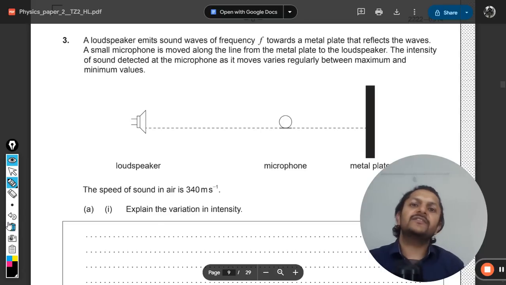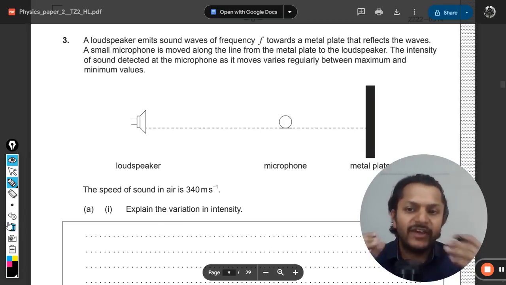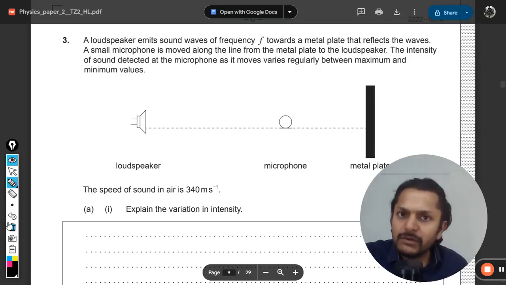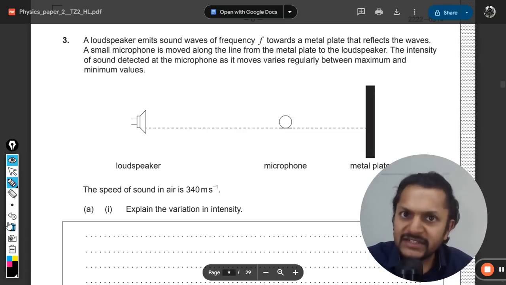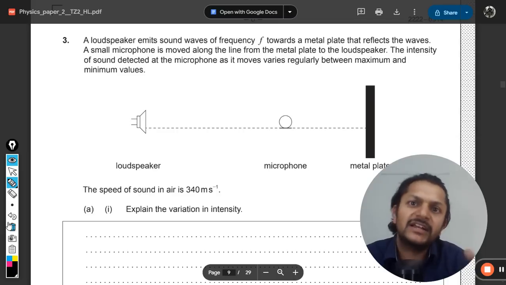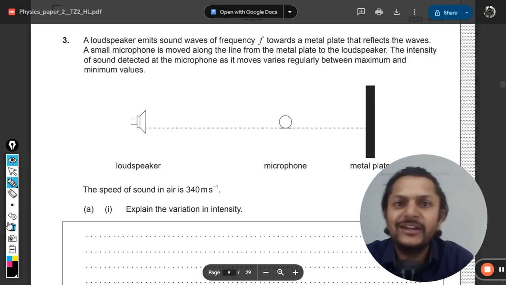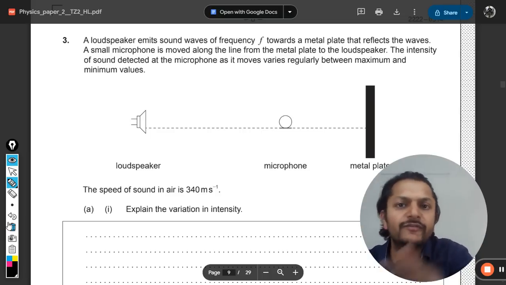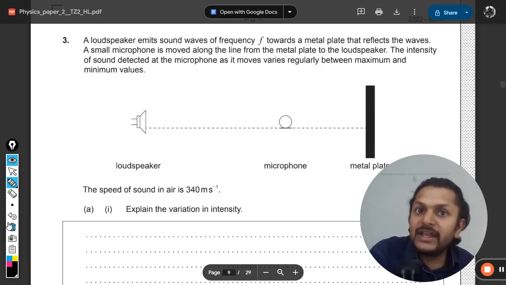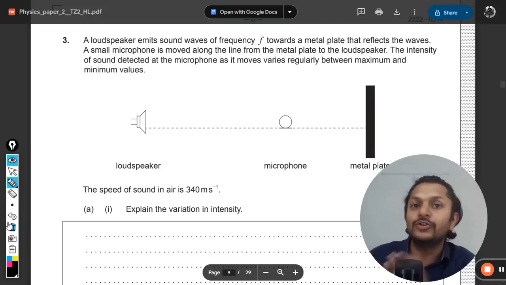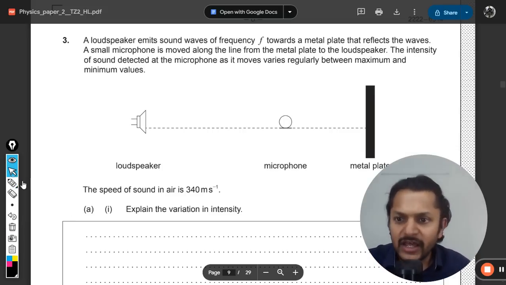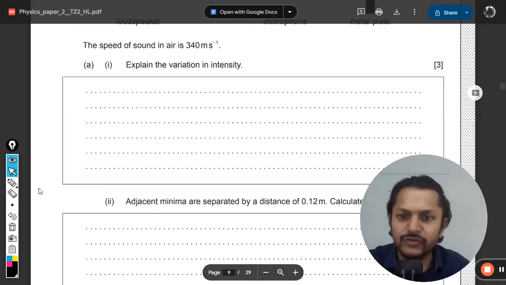Obviously, everything has to be written there: the wave which is given by the loudspeaker is getting reflected from the metal plate. Both of the waves will be overlapping each other. That will give rise to the standing wave, and that is why we are having nodes and anti-nodes distributed throughout the space. So while the microphone is moving from the loudspeaker to the metal plate, it is detecting all the nodes and anti-nodes alternatively. This is the explanation. We will see the mark scheme later. Let us move to the next question.